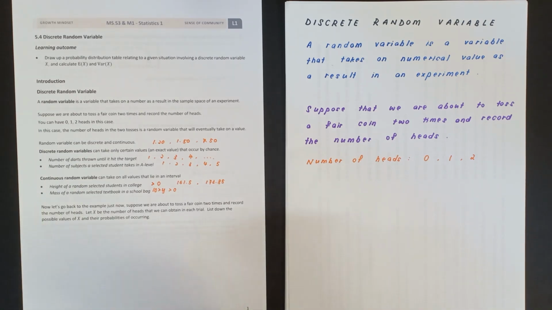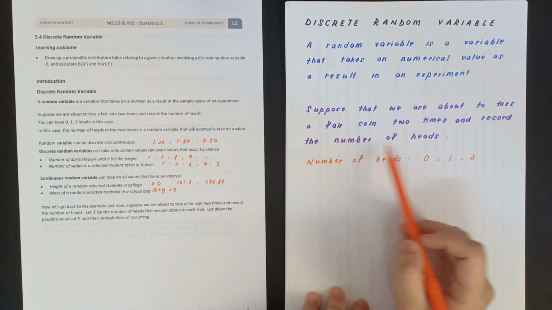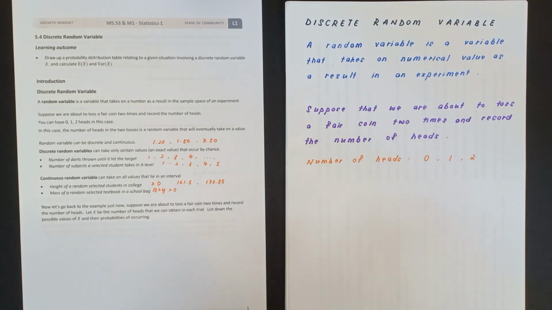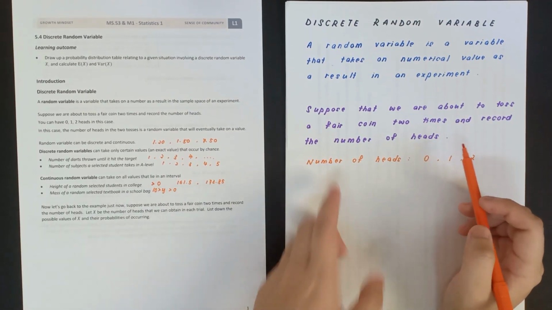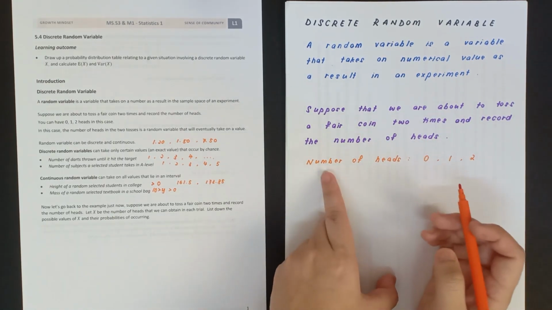Okay, so now let's look at the example that we have just now. For this one you can see that the probability values you are having are basically 0, 1 and 2. So this is very obviously a discrete random variable. Okay, so now let's look at this one. For this question, what you want to do is record the number of heads. So that's why the discrete random variable in this question is basically the number of heads.